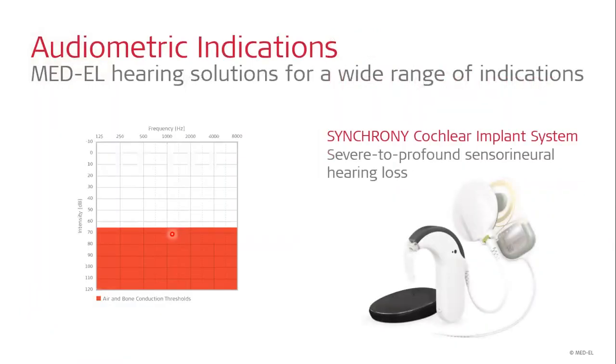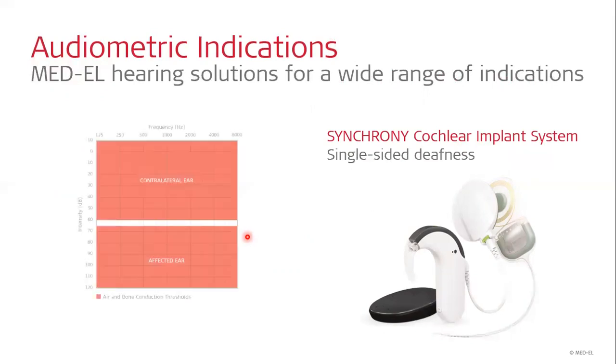So now let's have a quick look at the audiometric indications for these solutions. For sure, cochlear implants are for patients suffering from severe to profound sensory neural hearing loss. It also can be a very good solution for single-sided deaf patients. For sure, the contralateral ear should be completely normal, and the affected ear will be in the degree of severe to profound sensory neural hearing loss.